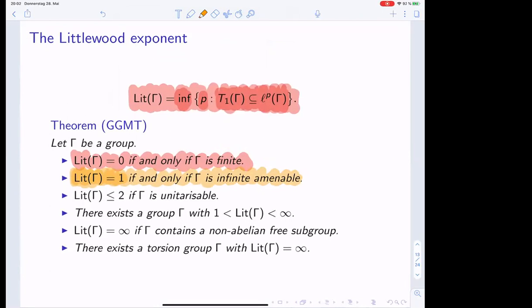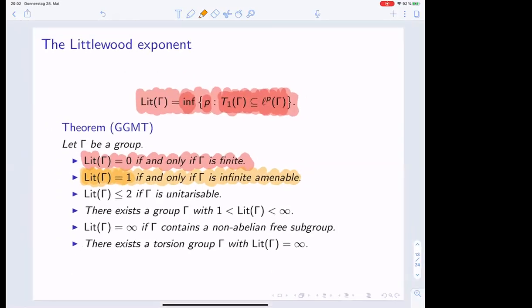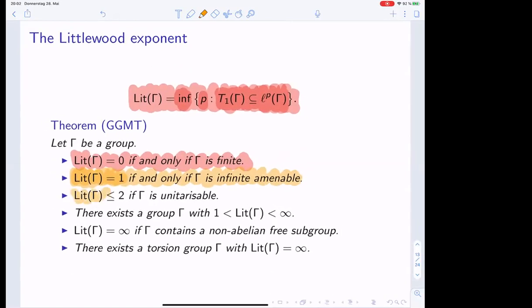I will mention the exact authorship of this result in a few seconds. So it's due to Božeko and Fendler that the Littlewood exponent is less or equal than 2 if the cube is unitarisable. And considerable efforts, I think, have been made to prove that it's actually equal to 1, or is smaller than 2 always.